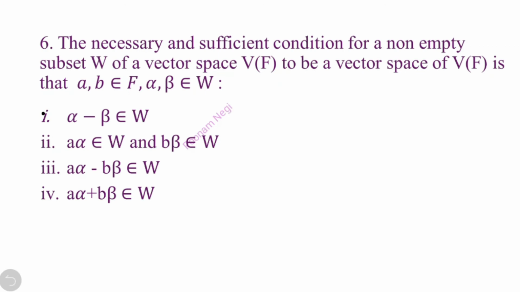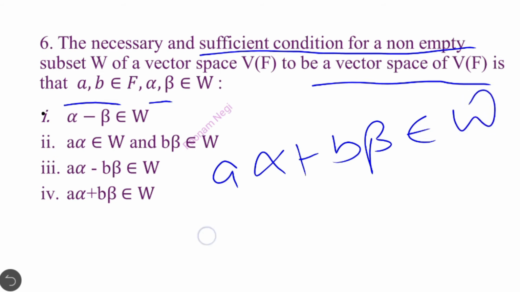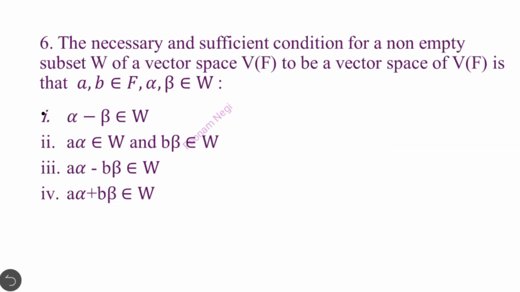Next question is, the necessary and sufficient condition for a non-empty subset W of a vector space V over F to be a subspace of V over F is that if a, b are in F and alpha, beta are in W, the condition will be a alpha plus b beta should belong to W. That's why the condition is the fourth one.